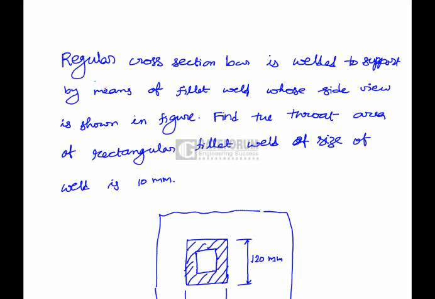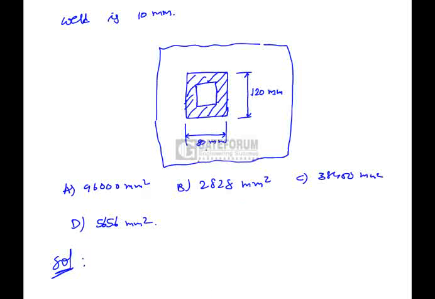A rectangular cross-section bar is welded to a support by means of a fillet weld whose side view is shown in the figure. Find the throat area of the rectangular fillet weld if the size of the weld is 10 mm. So here in the given diagram of the welded joint, the length is 80 mm and the width is 120 mm.